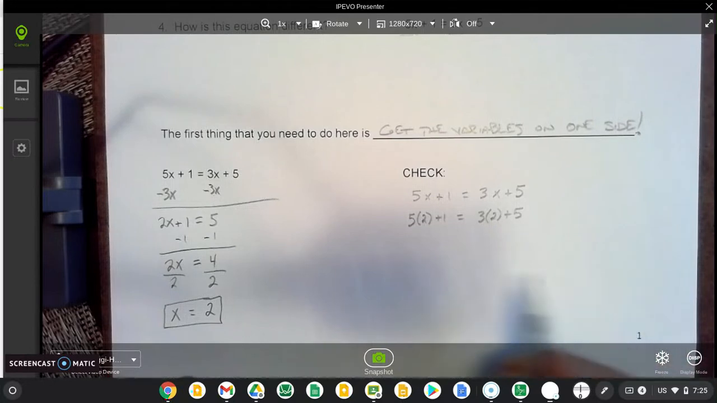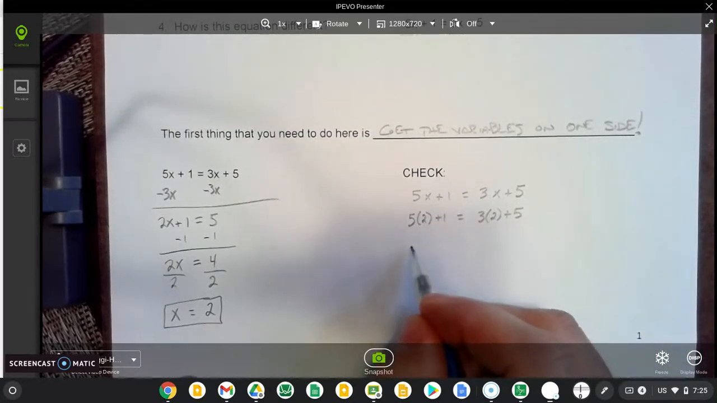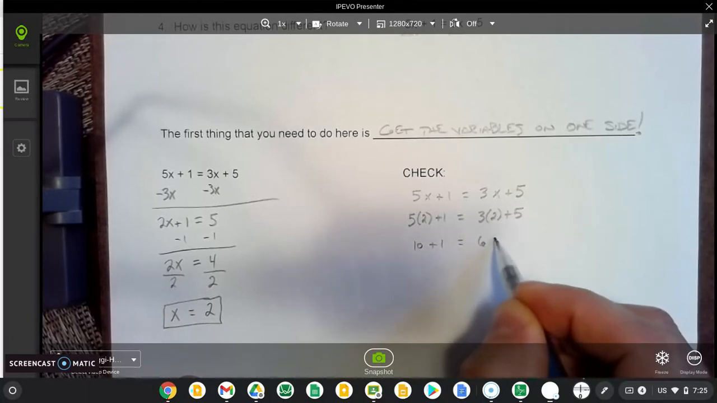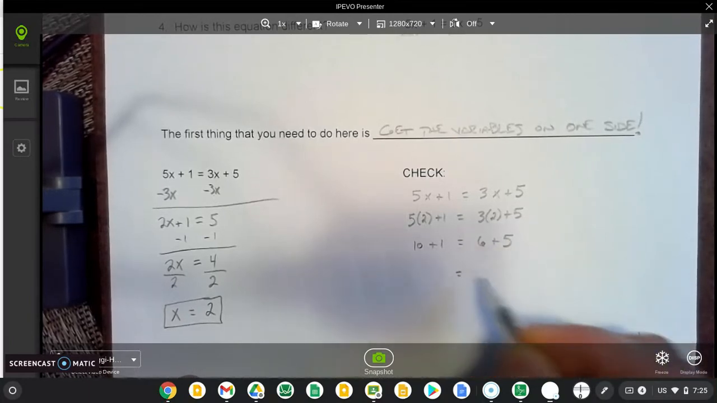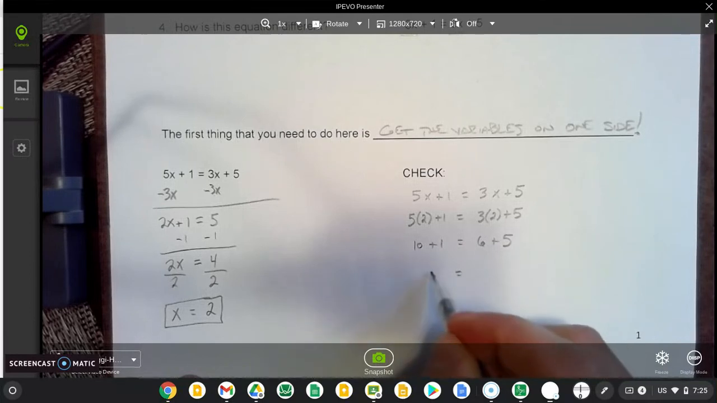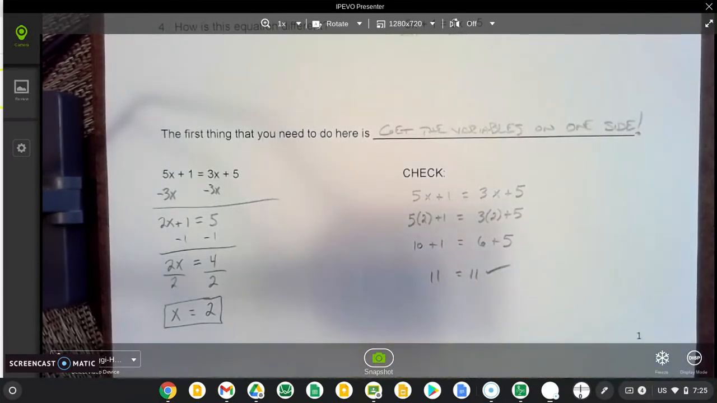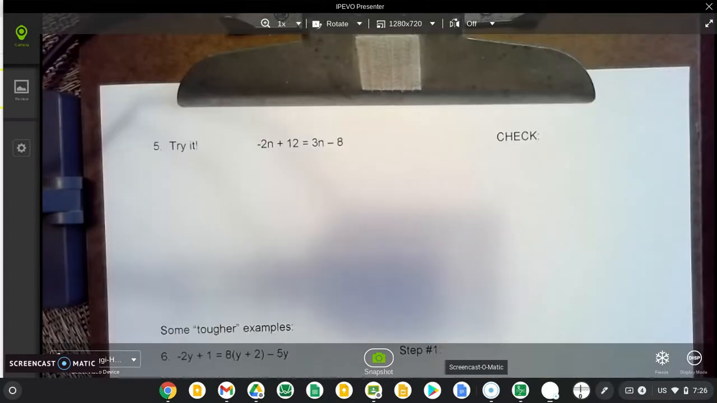And now we'll work each side. We'll multiply first. 5 times 2 is 10, plus 1 equals 3 times 2 is 6, plus 5. And now on the left side, 10 plus 1 is 11. 6 plus 5 on the right is 11. 11 equals 11. So our check worked. Let's try it again in example number 5.